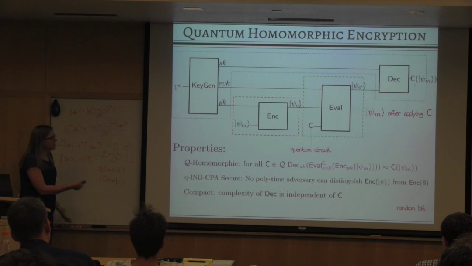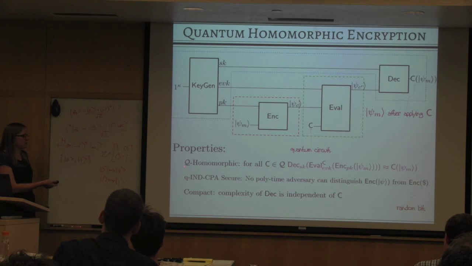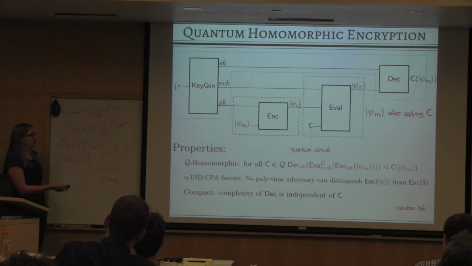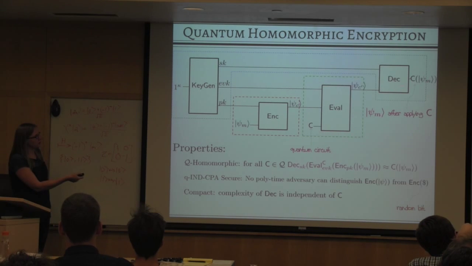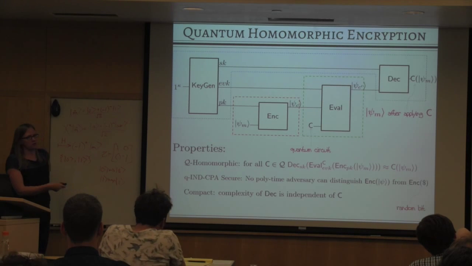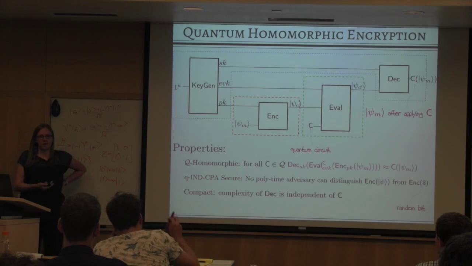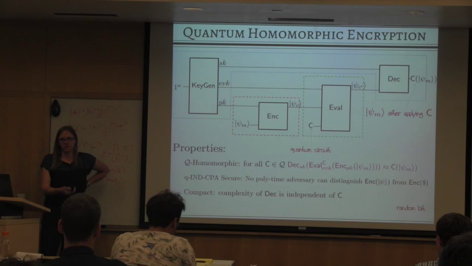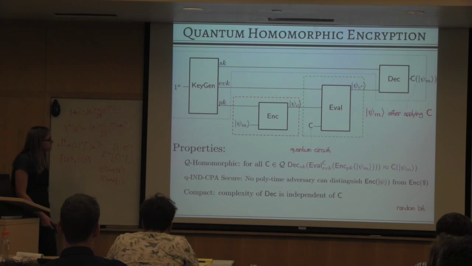Okay, and then the properties we want are also very similar. So we now have the Q-homomorphic property, where Q is a set of quantum circuits, and we want the output on decryption for any C in Q to be close to the result of applying the circuit. We usually allow some sort of exponentially small error in quantum computations since they're continuous computations. You can think of this as a very small probability of failure.